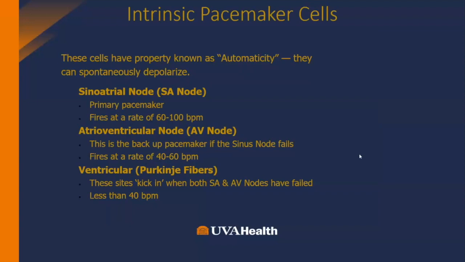This is one of those things we just talked about: the ventricular, the Purkinje system, and that's when both of those nodes, the SA and the AV node, have failed.